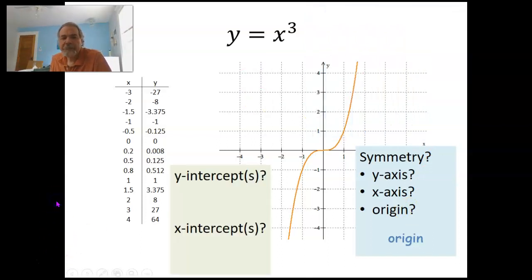Okay, now what about intercepts? The y-intercept would be where the graph crosses the y-axis. And here that happens right here at the origin, at the point 0, 0. And that same point is also the x-intercept. It crosses the x-axis and the y-axis at the same time.